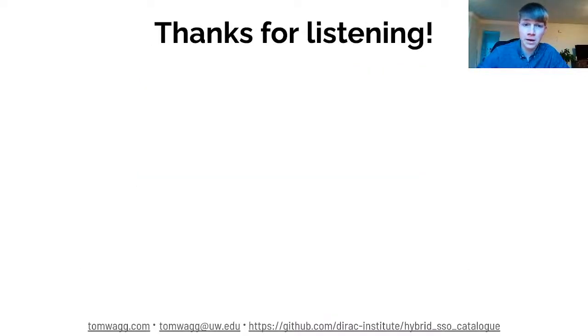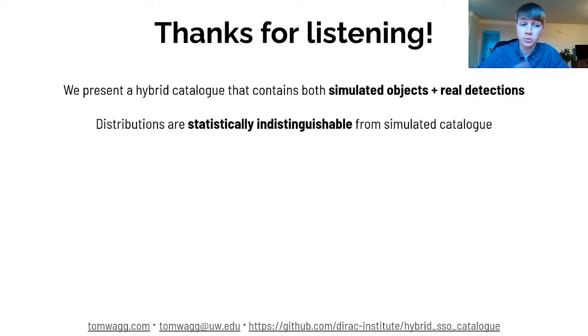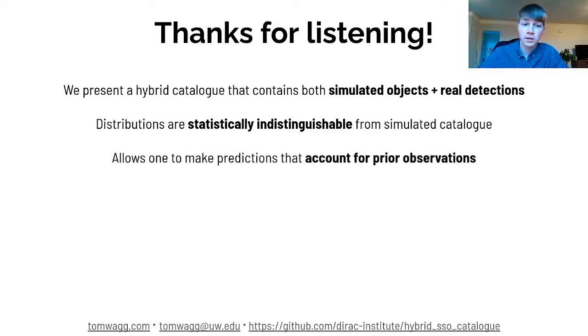I'm about out of time, so I will just say thank you for listening. I've shown you this catalog that has simulated objects and real detections. The distributions that we've got in this hybrid catalog are indistinguishable from the simulated one, and this catalog can be used to make predictions for any sort of solar system objects if you'd like to.